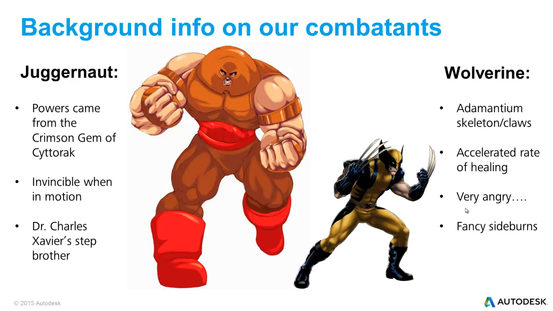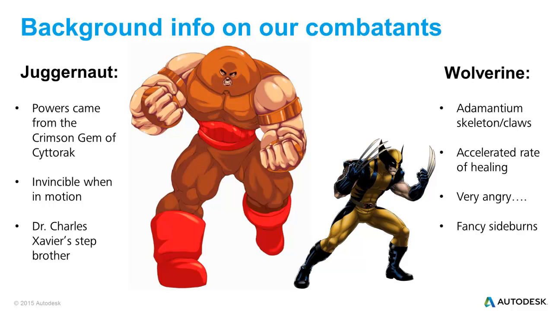So a little background on our combatants today. Juggernaut. Well, he's not just a big oaf. He actually got his powers while he was in the army, and he was in some sort of cave, and he grabbed the Crimson Gem of Cyttorak, maybe something like that, and there was some sort of inscription on the little idol holding it, and it said whoever grabs this will get the strengths of the Juggernaut, and that's how he became so big and massive and powerful. Also, he's invincible whenever he's in motion, and a little information here, he's Dr. Charles Xavier's stepbrother, so that's kind of interesting.